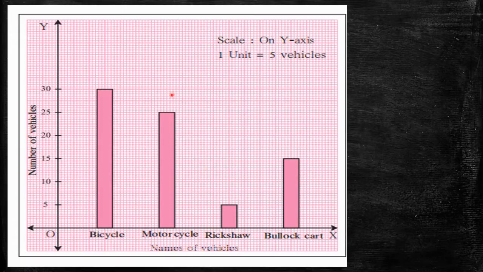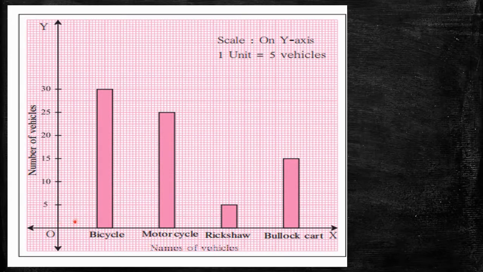So according to the data in the graph, we have to show certain vehicles and their numbers, which are 5, 15, 25 and 30. Let's take a scale of 5 vehicles equal to 1 big unit. So here you can see the names of vehicles and the number of vehicles.